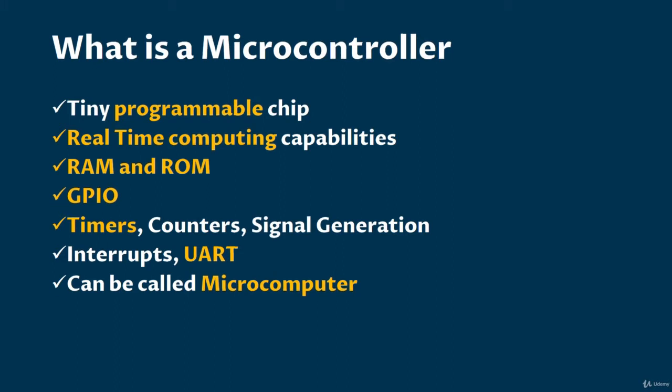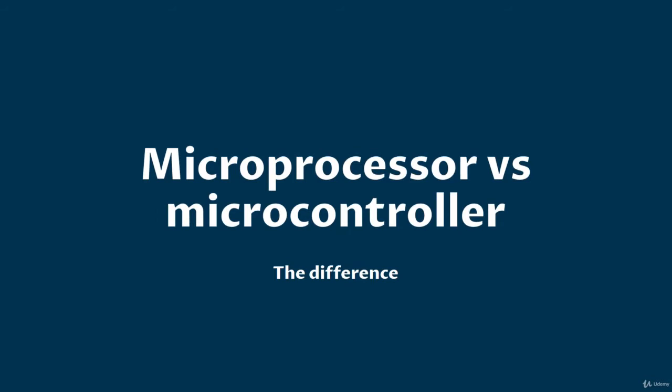Whenever I went to colleges and universities, I faced this question: what is the difference between a microprocessor and a microcontroller? Because in college and university syllabi, they teach microprocessors, not much about microcontrollers. So what is the difference? Let me tell you this. The main difference between a microprocessor and a microcontroller is their use. A microprocessor is used for general purpose, whereas a microcontroller is used for a specific purpose.